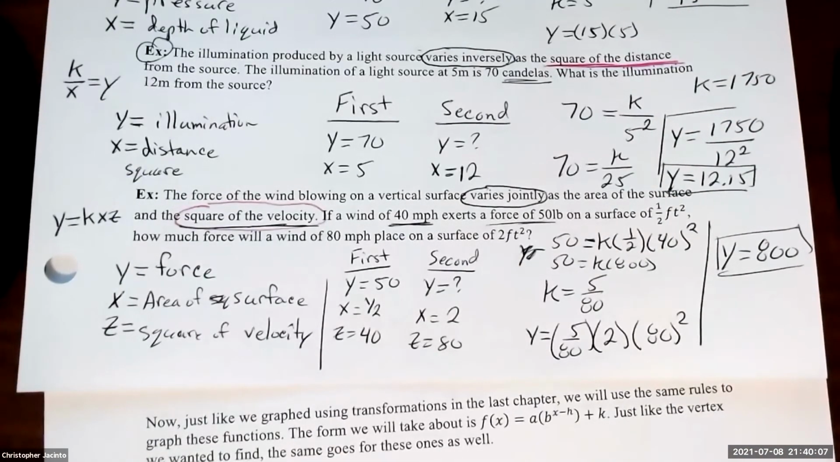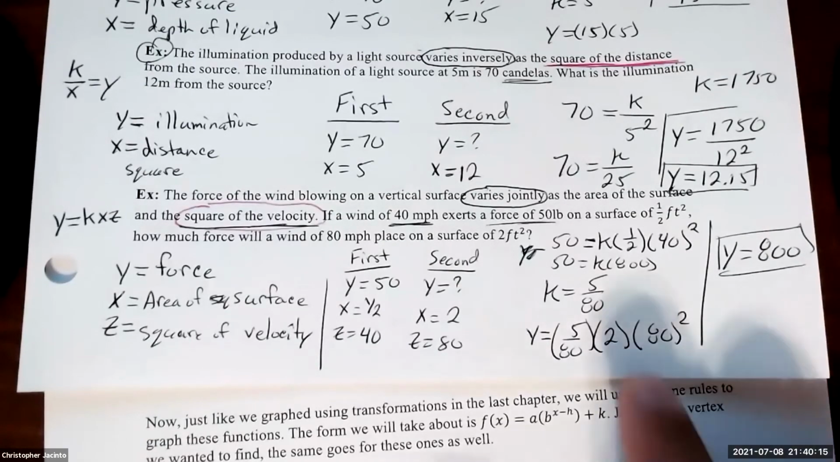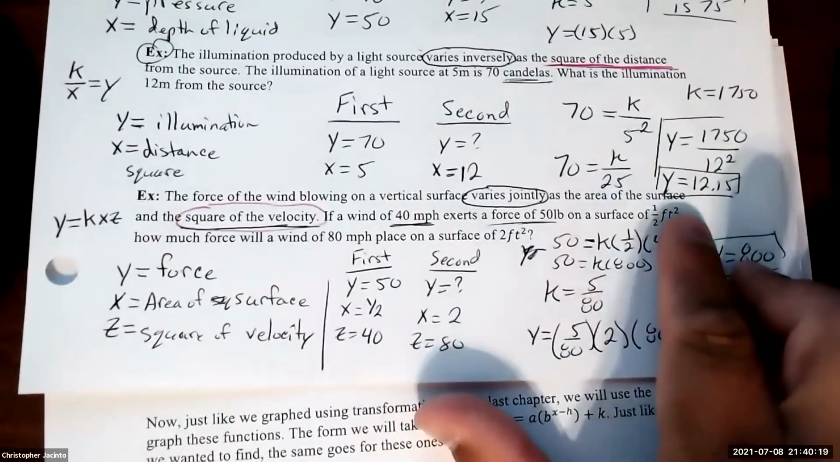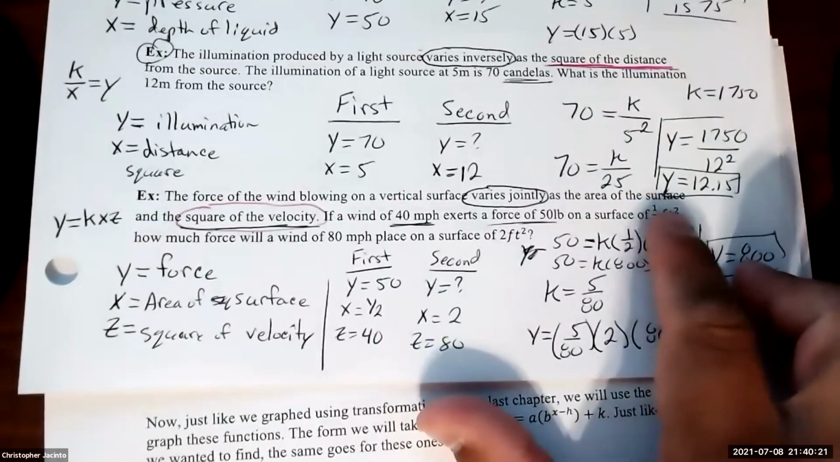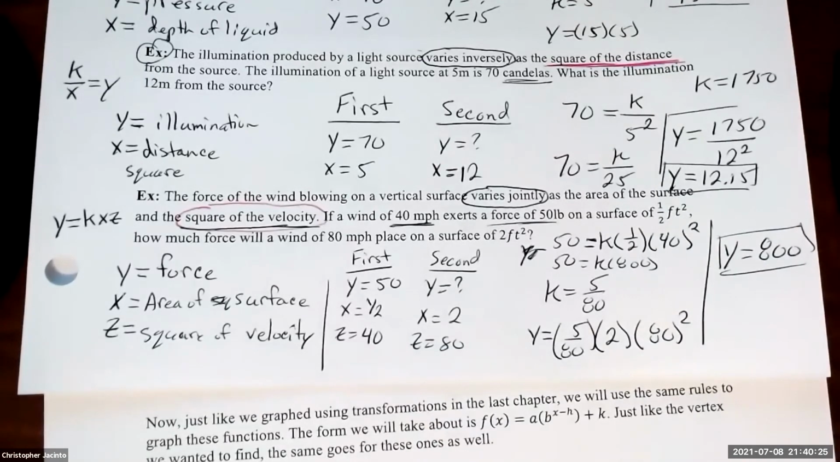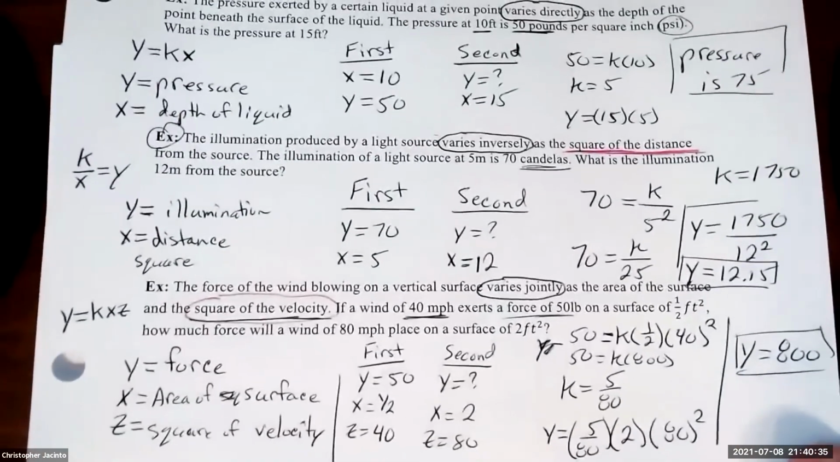Even though the surface is also in square feet, we wouldn't have to do anything with that, because it told me it was an area. So just a fun fact, area is always in feet squared. Okay. So any questions on variations at all?